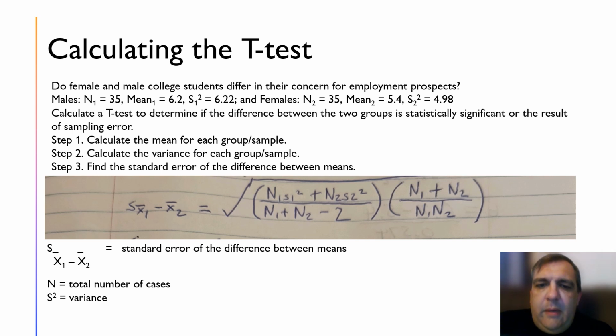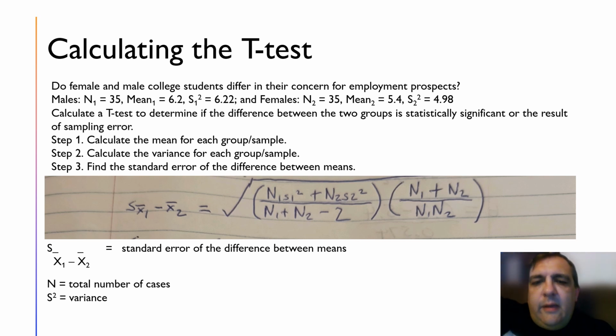Do female and male college students differ in their concern for employment prospects after they graduate? Let's say we have two groups, a group of males with a total number of 35 men in the sample, who on a score of concern for employment prospects have a group mean of 6.2 with a variance of 6.22 points. And the female group also has 35 members with a mean of 5.4 points for concern for employment prospects, with a variance of 4.98.